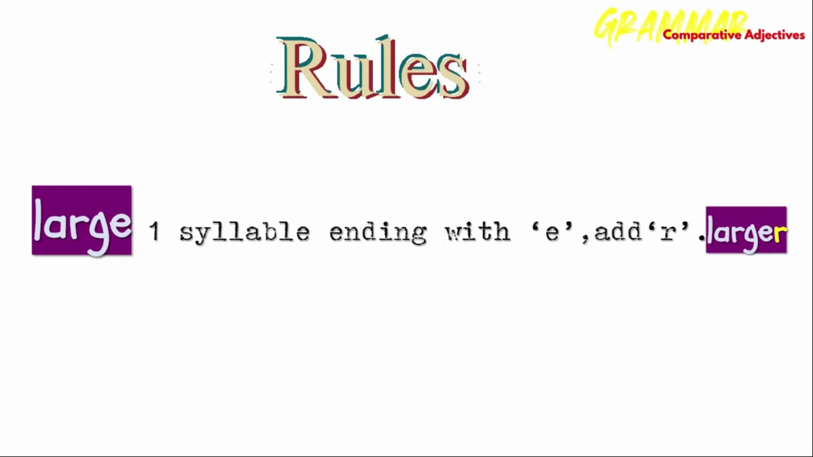Large. If the adjective has 1 syllable ending with E, we simply add R. Like large, there's an E at the end of that adjective. To turn it into a comparative adjective, we simply add R. Larger. Safer.